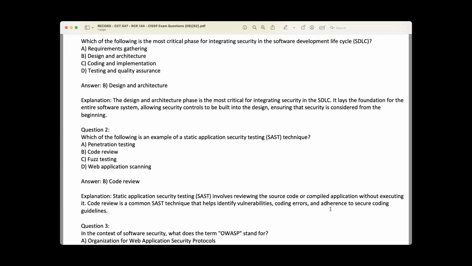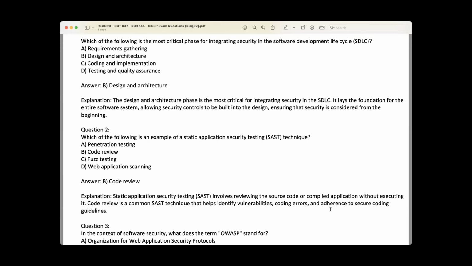You want to learn about CISSP exam questions. So let's get into question numero uno. Number one, which of the following is the most critical phase for integrating security in the software development lifecycle? Okay, so we're talking domain 8 and we're talking software development. Which of the following is the most critical phase for integrating security in the SDLC? A, requirements gathering, B, design and architecture, C, coding and implementation, or D, testing and quality assurance.